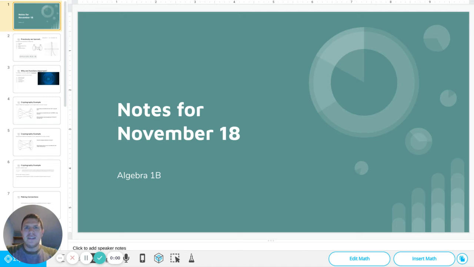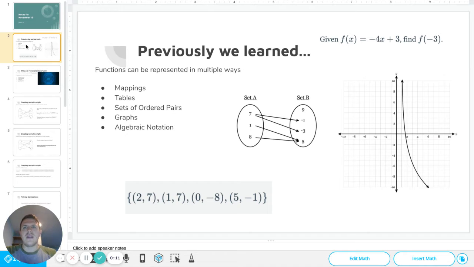Number one, today we're going to take a look at how we can apply a function to something we see in real life. Previously we learned that functions can be represented in multiple ways, like we saw in the first lesson. We can look at them as a mapping, like we see over here. We can look at it as a table. So if we were to organize all these values, what they're linked up with, into a table where we have x and then y, we saw sets of ordered pairs like we see right here.